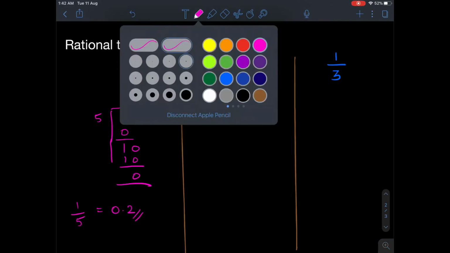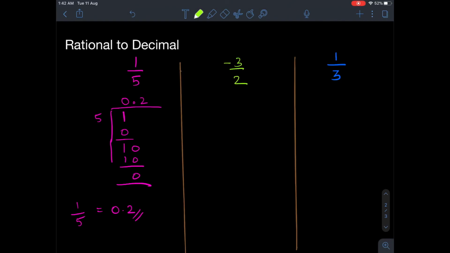Then moving on to the next part, negative 3 by 2. Negative 3 by 2 is also done the same way. I write the numerator as the dividend and the denominator as the divisor. 3 by 2 is 1.5. Since I have a negative symbol, I'll write negative 3 by 2 is equal to negative 1.5. Okay, so these are decimal numbers where the decimal point stops after certain digits, right?